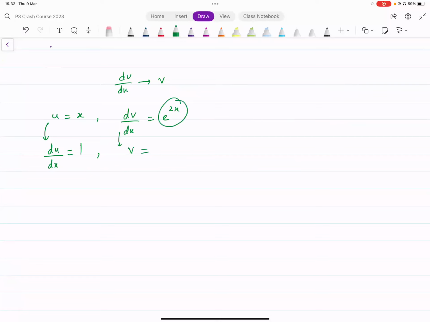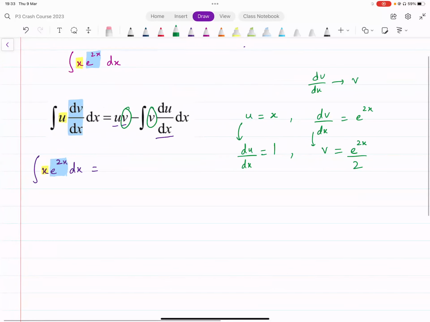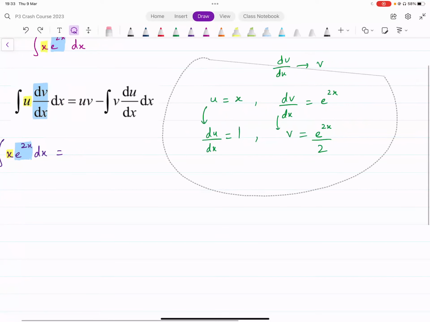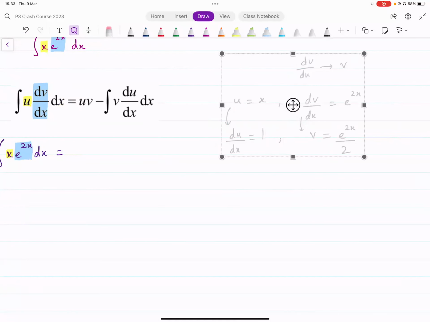What's the integral of e raised to power 2x? Integral of e power something is just e power that thing. And then we divide by the derivative of this expression. That is 2. That is what v is in this case. All you have to do now is input these values of u, v, and du over dx in this formula. How does that work? Let's just input them here and see what we get from that.